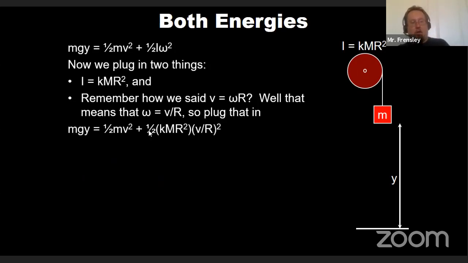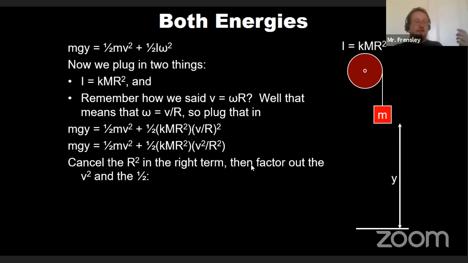So I'm going to plug all that in. I've got my mgy, my 1/2 mv squared, my 1/2, here's my rotational inertia, my V over R. Now, if you write this out, you'll notice that this R squared in the numerator and that R squared in the denominator will actually cancel out. I just distributed the square here on this next line. So R squared in the numerator and R squared in the denominator cancel out. I'm also going to factor out the V squared, since there's a V in both these terms and there's a 1/2.